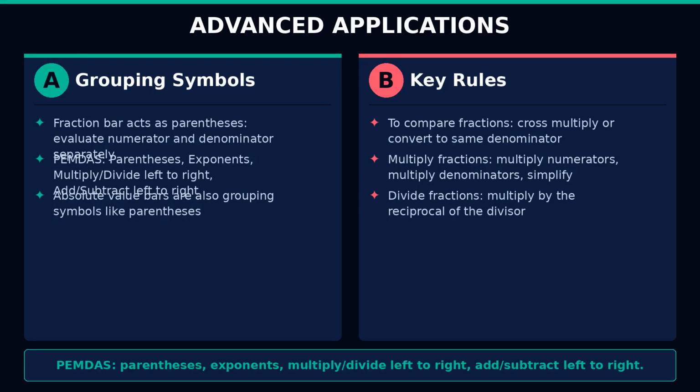Order of operations, PEMDAS: parentheses first, then exponents, then multiplication and division from left to right, then addition and subtraction from left to right. Fraction bars and absolute value bars are both grouping symbols and have the same priority as parentheses. The most common PEMDAS error is forgetting that multiplication and division are performed left to right, not multiplication before division. 12 divided by 3 times 4 is 16, not 1.